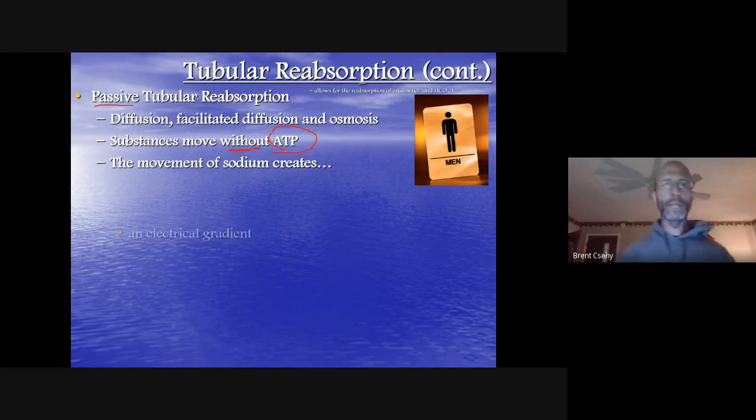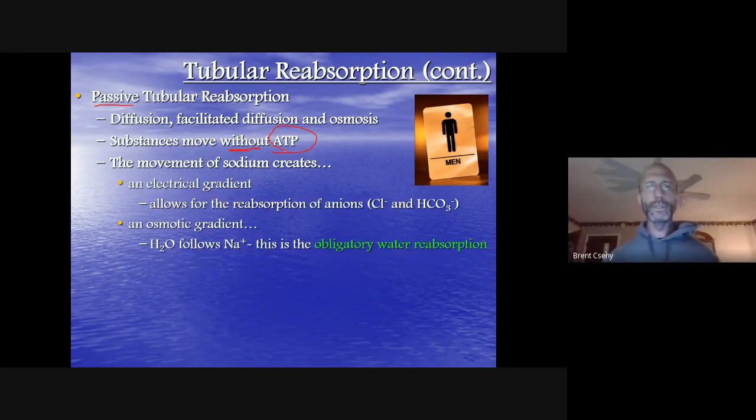The movement of sodium creates two gradients, and you need to know this. An electrical gradient. A gradient is just a hill. Don't get all whoop-de-doo about the word gradient. It just means it's a hill. So remember, things like going downhill. So the movement of sodium creates an electrical gradient. Remember, sodium, as I've drawn it all year long, is positively charged. You know from life in general that negatives are attracted to positives. Opposites attract. So things that are negatively charged are just going to follow sodium back into the blood.